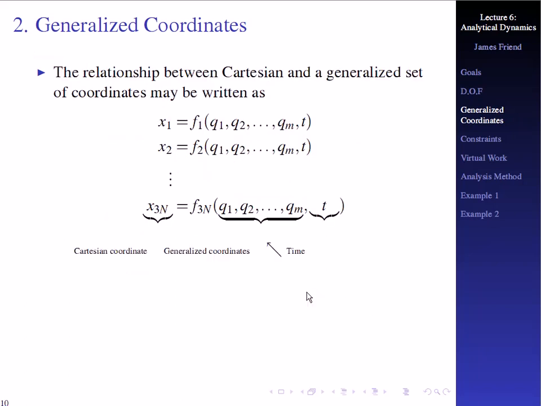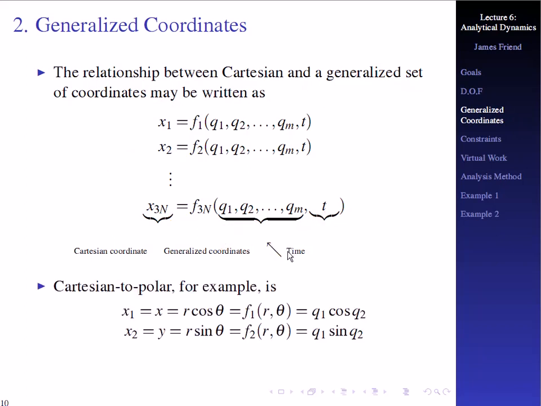The relationship between Cartesian and a generalized set of coordinates, we can write these things out. And forgive me, but this is a bit lengthy, but don't treat it as being anything really very complicated. It's easy. Relationship between the Cartesian coordinates, these are your Cartesian coordinates, and over here on the right-hand side, these represent all the generalized coordinates, and then we have time t here, over here on the right-hand side. So we can write them, the generalized coordinates, in terms of Cartesian coordinates and vice versa, as long as we throw in time as well.